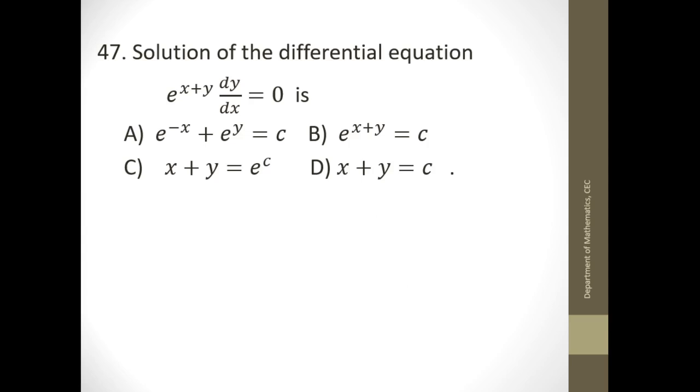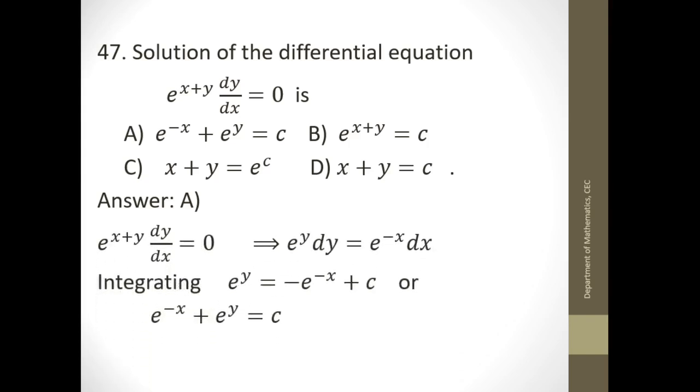Solution of the differential equation e power x plus y dy by dx equal to 0. Here, e power x into e power y into dy by dx equal to 0 means e power y dy. Actually here the answer given is wrong, e power x plus y dy by dx must be 1. If it is 1, then only we will get the answer. So, if it is 1, e power y dy is e power minus x dx.